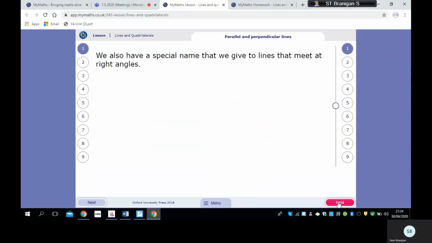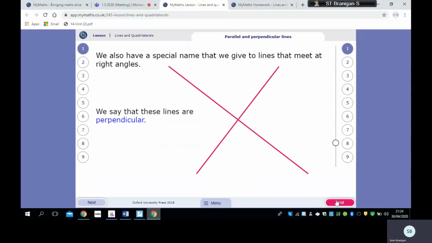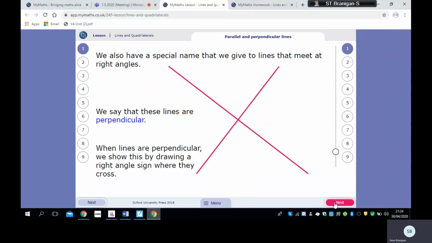The other important piece of vocabulary today is perpendicular. So we give a special name to lines that meet at right angles, and they are called perpendicular lines. So you can see the lines have met here, and they've created a right angle here. Okay, and also here, and here, and here. There are 4 right angles there, so we say the lines are perpendicular.